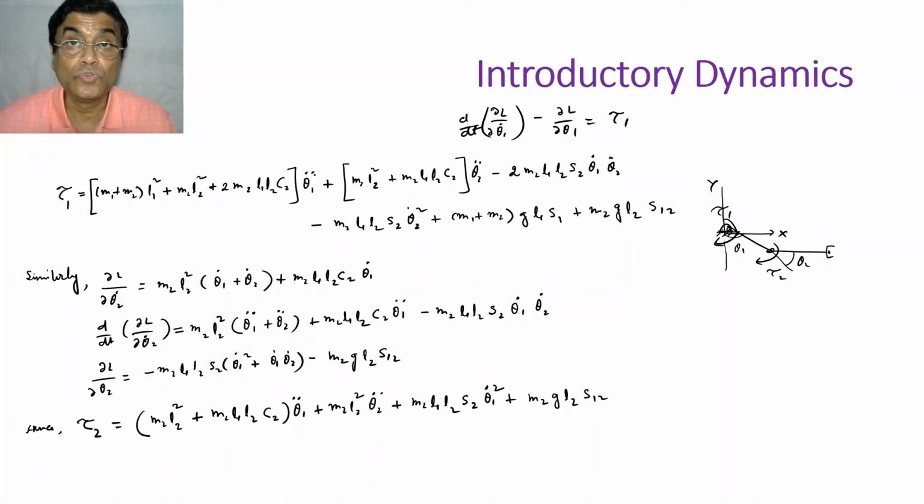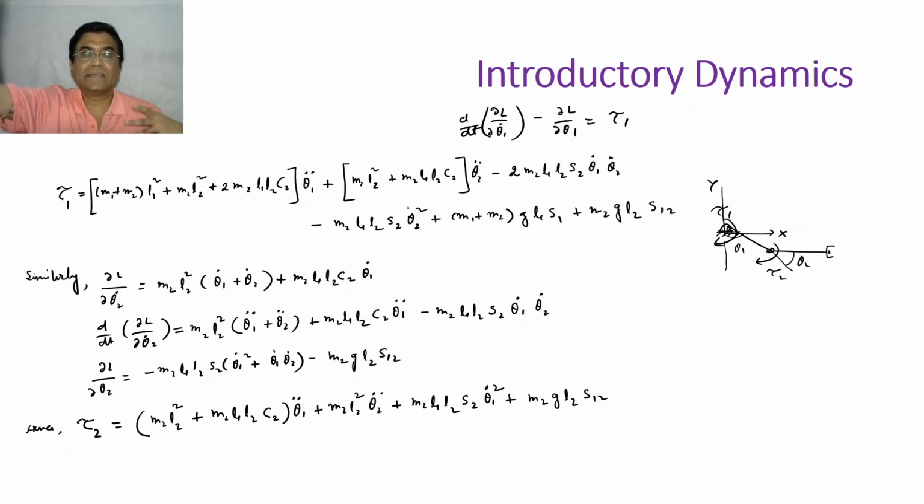This is due to motion of link 1. And now you see, this is due to motion of link 2. This is inertial torque. And then this is called Coriolis torque. And this is called centrifugal torque. And this is called gravitational torque.